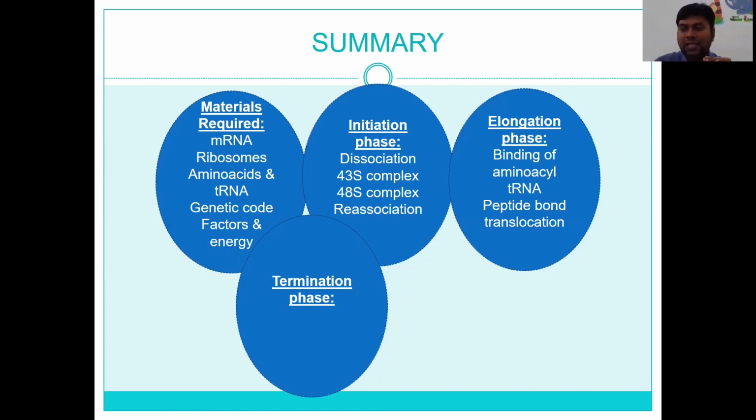All these three steps result in the addition of one amino acid. By the cycle of these repeated steps, the polypeptide chain is elongated, with amino acids added one by one. Finally, the termination phase. When a UAA, UAG, or UGA codon, the stop or terminator codon, arrives at the A site, with the help of releasing factors and the hydrolysis of GTP, it leads to the termination of the process.